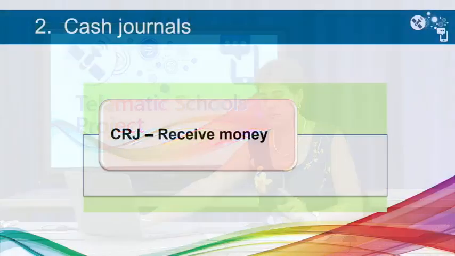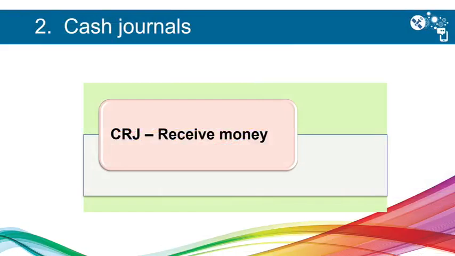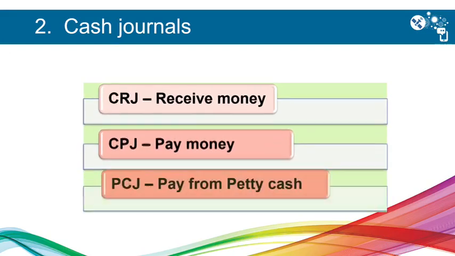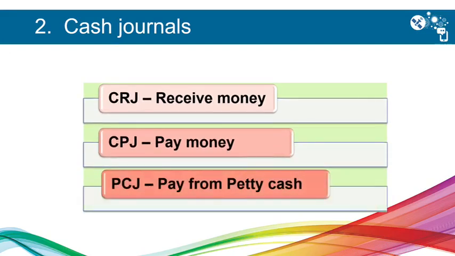Our next topic is the cash journals. Cash journals, what we use when we receive or pay cash. Whenever we receive money, it goes into the CRJ. When we pay money, it goes into the CPJ. And whenever we make payments from the petty cash, then it goes into the PCJ.